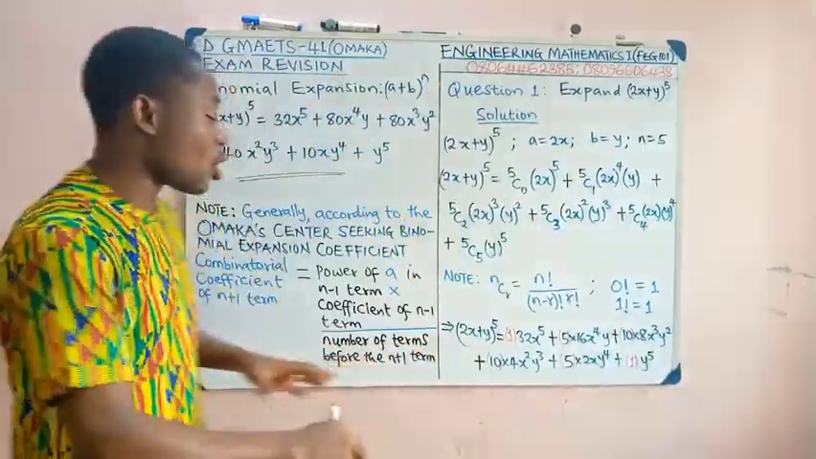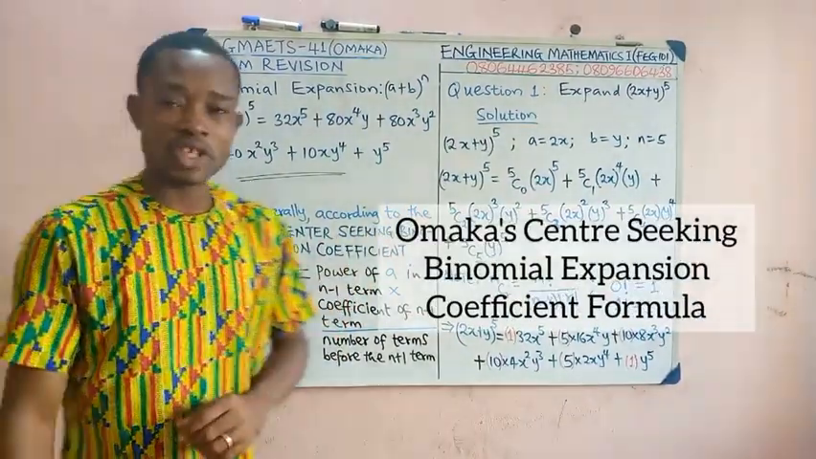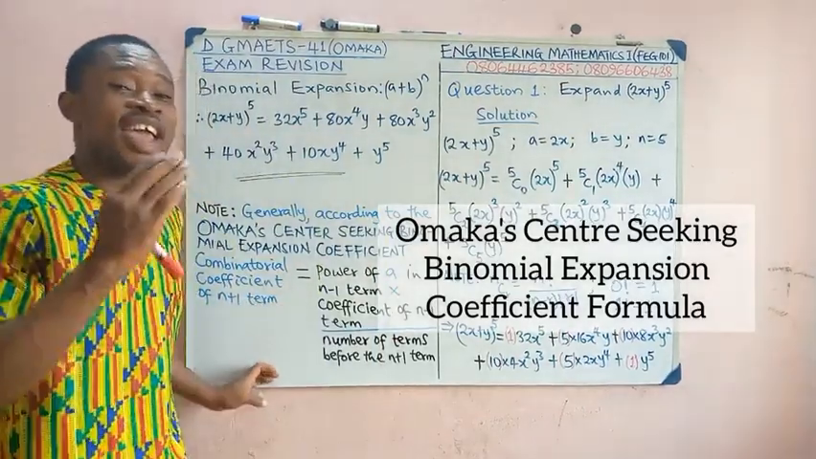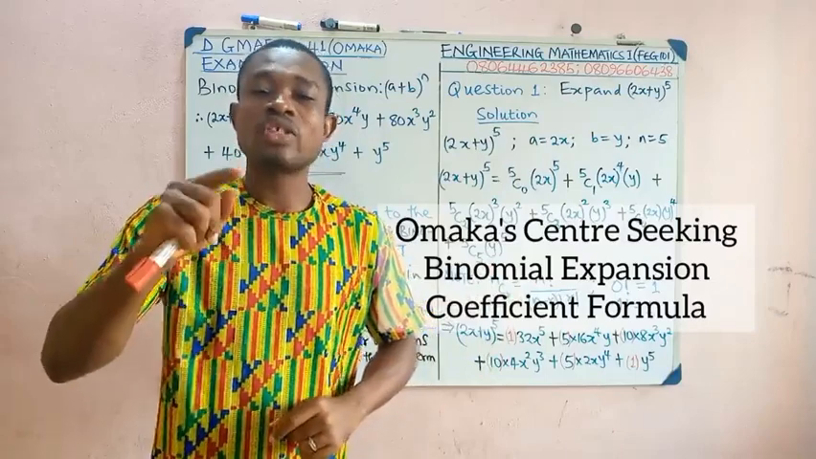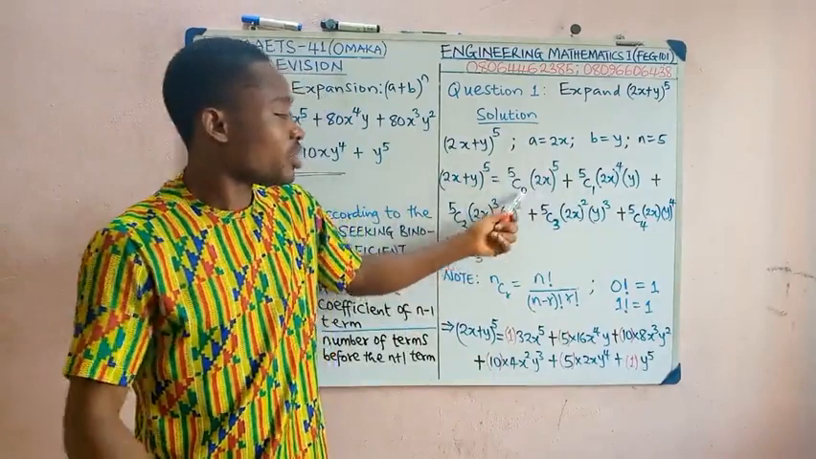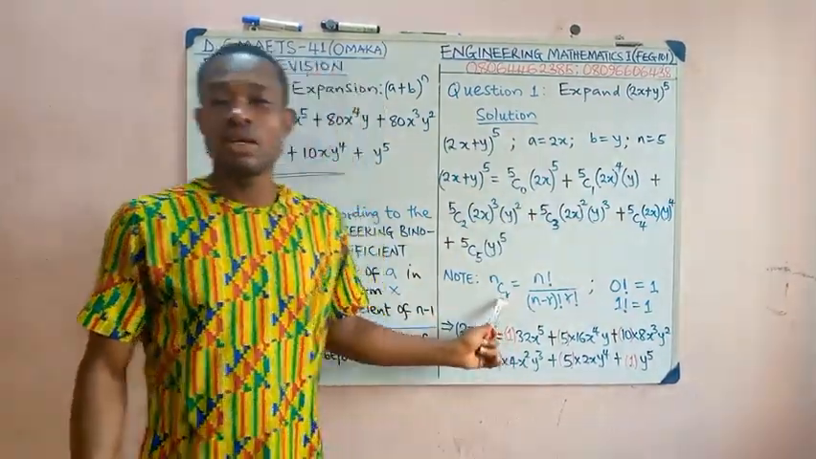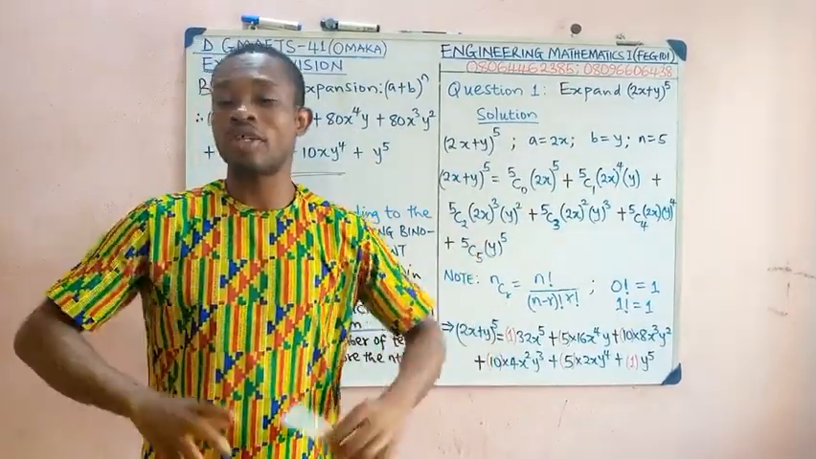Let us now look at how we apply the binomial expansion coefficient formula in order to obtain the combinatorial coefficient of any term in your expansion. So the question is, can we actually obtain the value of all these, 5 combination 0, 5 combination 1, 5 combination 2, without actually using this combination formula when we are carrying out binomial expansion?